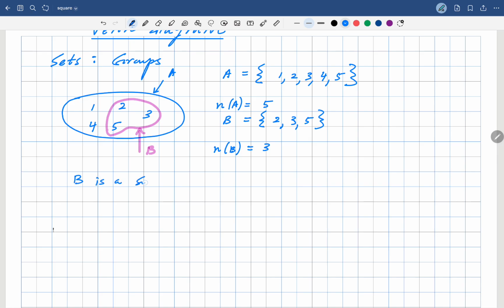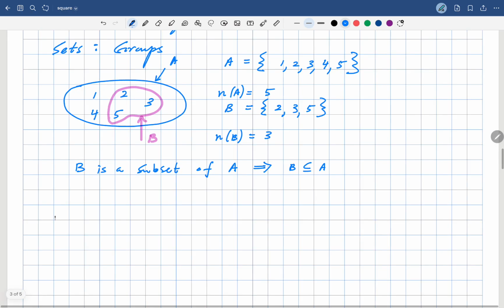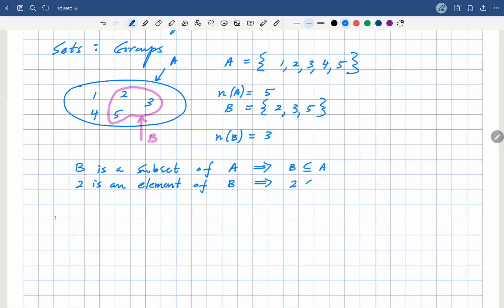So B is a subset of A. So how do we write this in math notation? B is a subset, this is the notation for subset, of A. So B is a subset of A. And then we can say 2 is an element of B. So how do we write that one? We write that as 2 is an element, like this. This is the symbol, of B. 2 is an element of B.